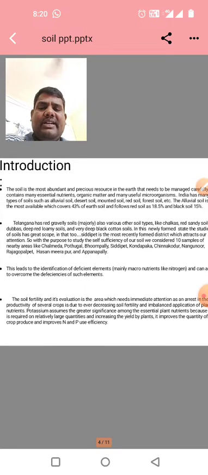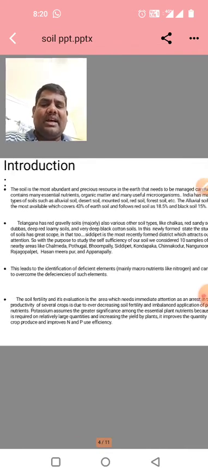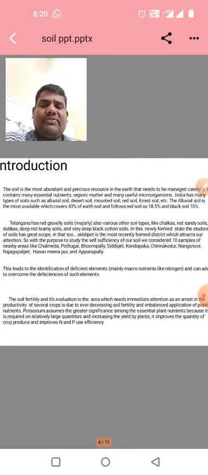The soil fertility and its evolution is the area which needs immediate attention, as an arrest in the productivity of several crops is due to the ever decreasing soil fertility and imbalanced application of plant nutrients. Potassium assumes greater significance among the essential plant nutrients because it improves crop production and improves nitrogen and phosphorus use efficiency.